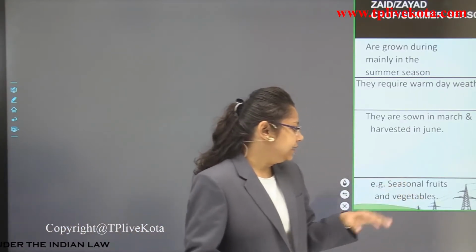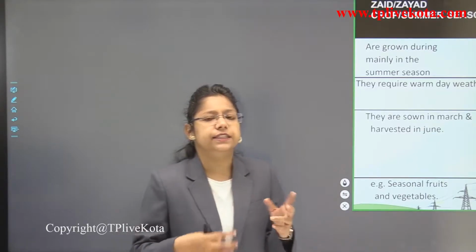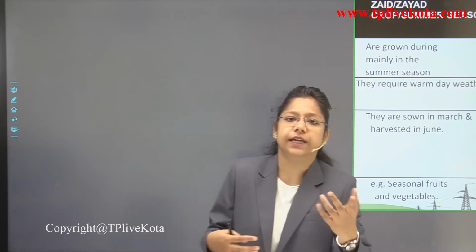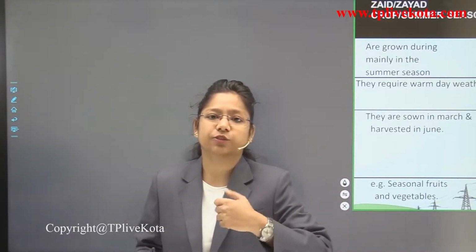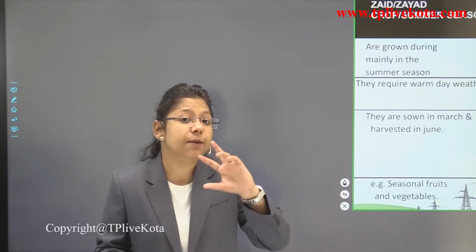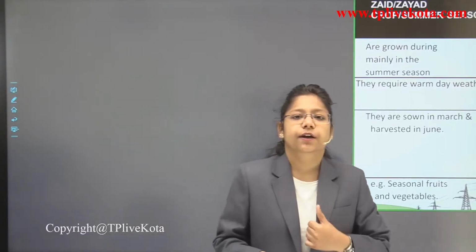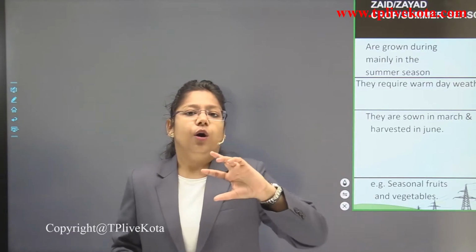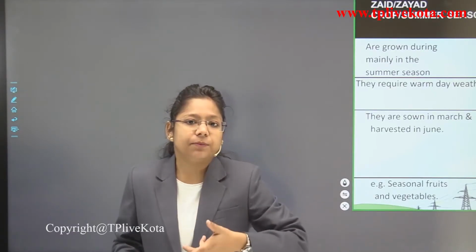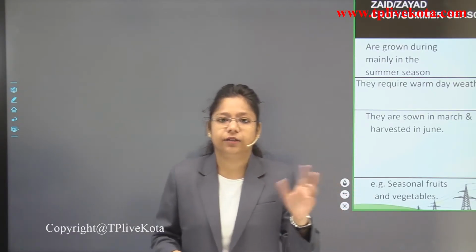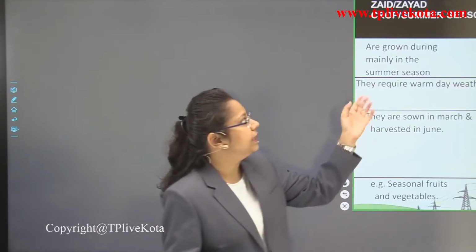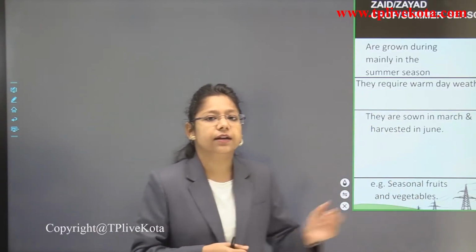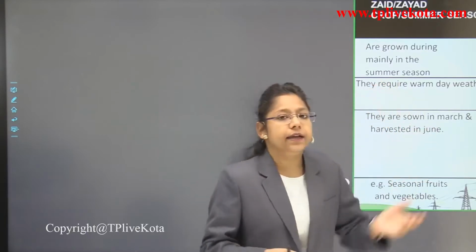They are the seasonal fruits and vegetables. Okay, seasonal fruits and vegetables. If you see in summers, the citrus fruits are usually eaten and the mango is usually eaten. So mango or watermelon or muskmelon, these types of fruits are sown and grown during this season. So they are considered under the Zaid crops.